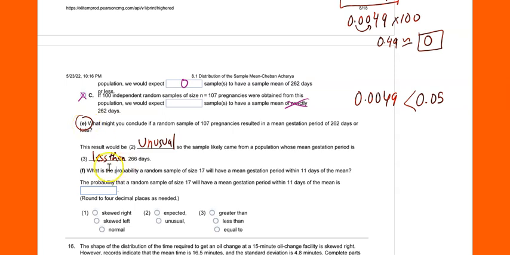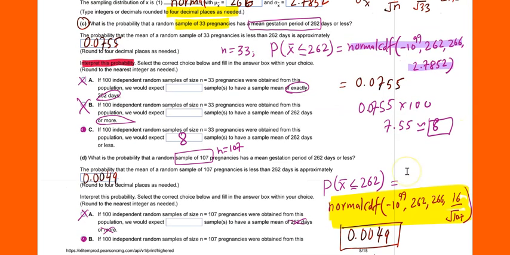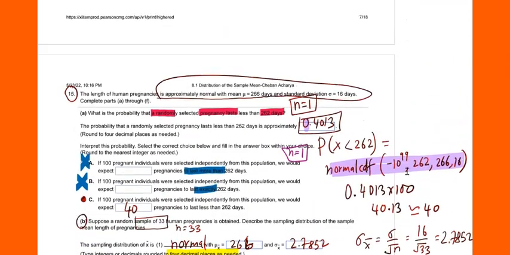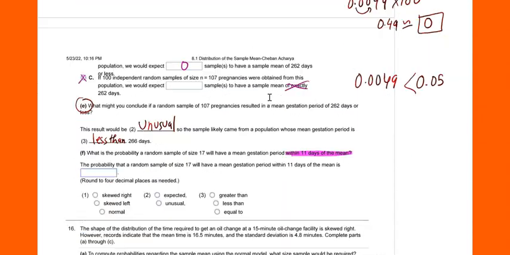Part F. What is the probability that a random sample of size 17 will have a mean gestation period within 11 days of the mean? Here in the question, you have to be careful. Within 11 days of the mean. Therefore, what's the mean here? The mean is 266, right? 11 days from the mean is going to be this.